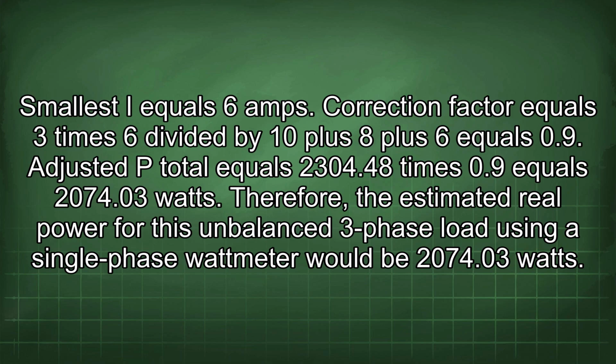Correction factor. Smallest I equals 6 amps. Correction factor equals 3 times 6 divided by 10 plus 8 plus 6 equals 0.9. Adjusted P total equals 2304.48 times 0.9 equals 2074.3 watts. Therefore, the estimated real power for this unbalanced three-phase load using a single-phase wattmeter would be 2074.3 watts.